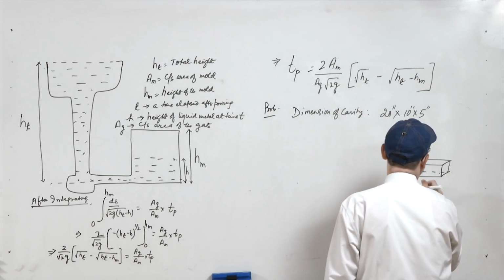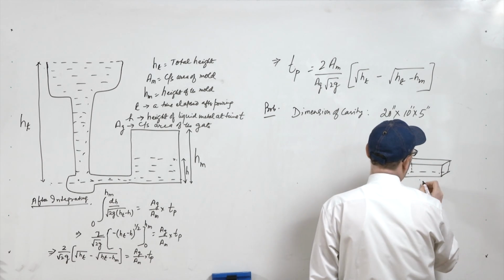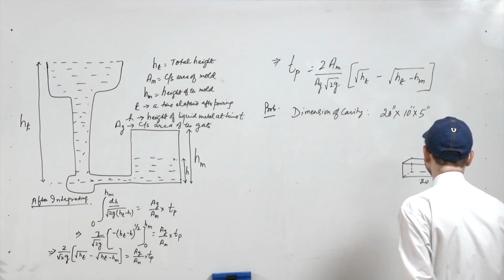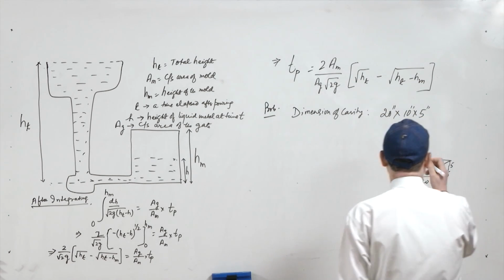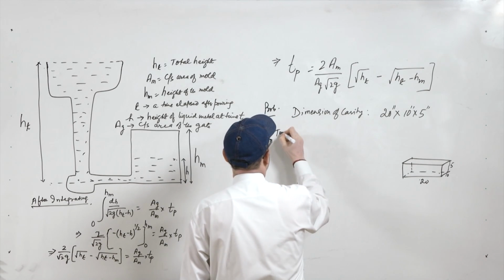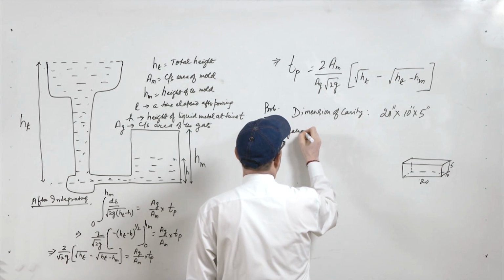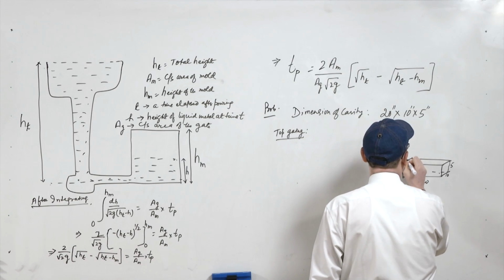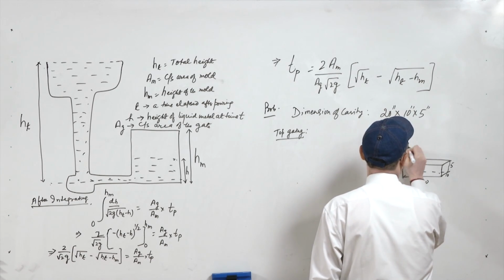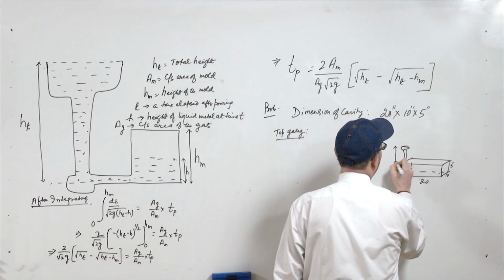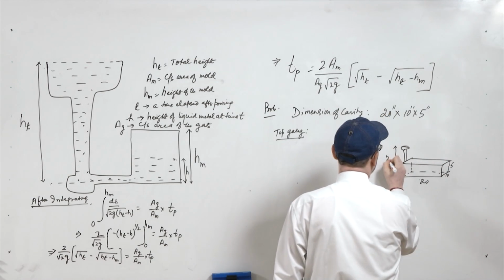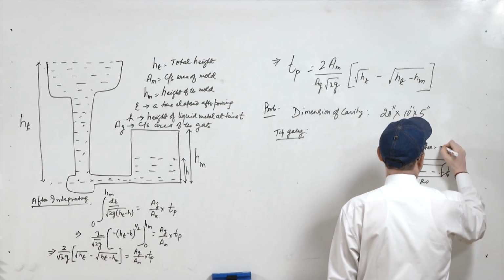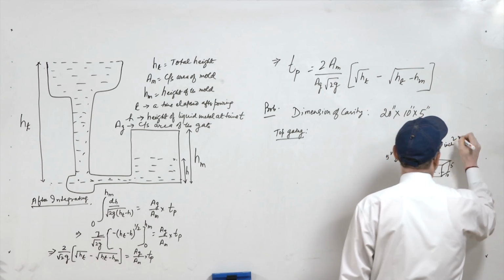So, what you see is this is your 20, 10 and 5. Now, in this case if you go for top gating, you will have entry of liquid metal from here using a pouring cup, and this height is given as 5 inch and the gate area is 1 inch square.